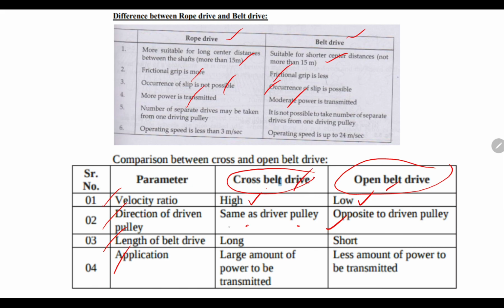In a cross belt drive, the length of the belt is long, while in an open belt drive, the length of the belt is short. Where is the application? A cross belt has application where a large amount of power is to be transmitted. But if you want to transmit a smaller amount of power, then we can have an open belt drive. So this way we can differentiate between cross belt and open belt drive.